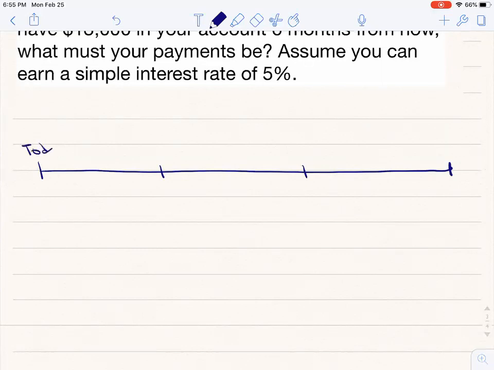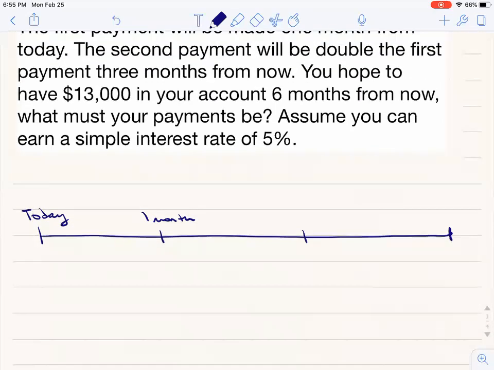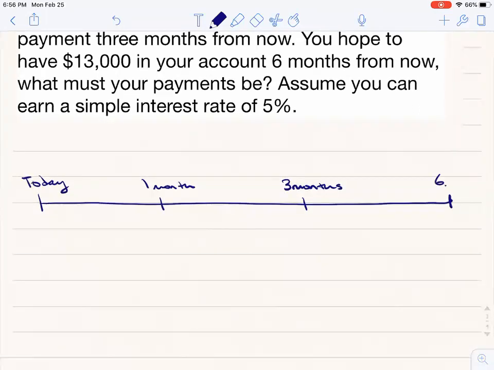So today, and then here's one at 1 month from today. Second payment, 3 months from today. Notice that I put them the same distance apart. It doesn't actually matter if they're closer or further apart, because the whole point of the timeline is just to visualize what's going on. So you don't have to spend any time thinking, oh, well, 1 month is closer to today than 1 month is from 3 months. You can just put them equidistant. It's fine. And then the last one is going to be at 6 months.